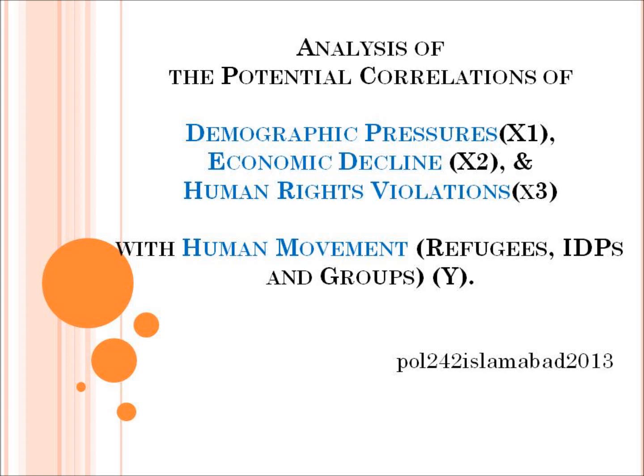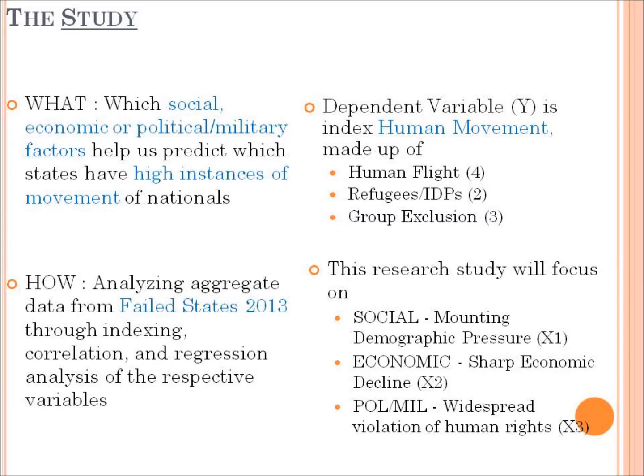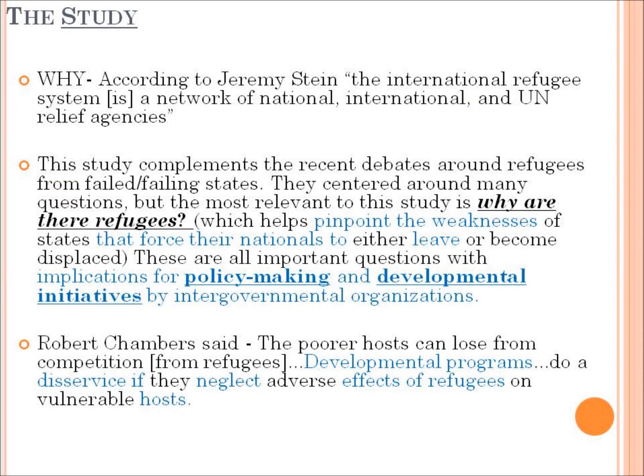Welcome to the analysis of the effect of demographic pressures, economic decline, and human rights violations on human movement. This study will analyze aggregate data from the Failed States 2013 dataset and, through indexing, correlation, and regression analysis, help answer the question of which social, economic, and political-military factors help us predict which states have high instances of human movement.